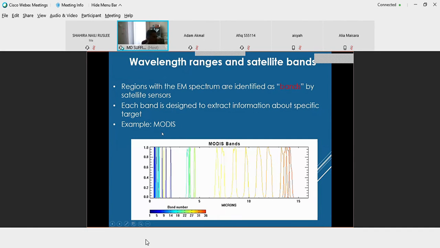This is one example, from the MODIS bands. This is an ocean color satellite. You can see here it has very narrow bands, and each one has its own application. MODIS is especially for ocean color, so its applications are more on chlorophyll, primary production, and organic and inorganic particles in the water column.